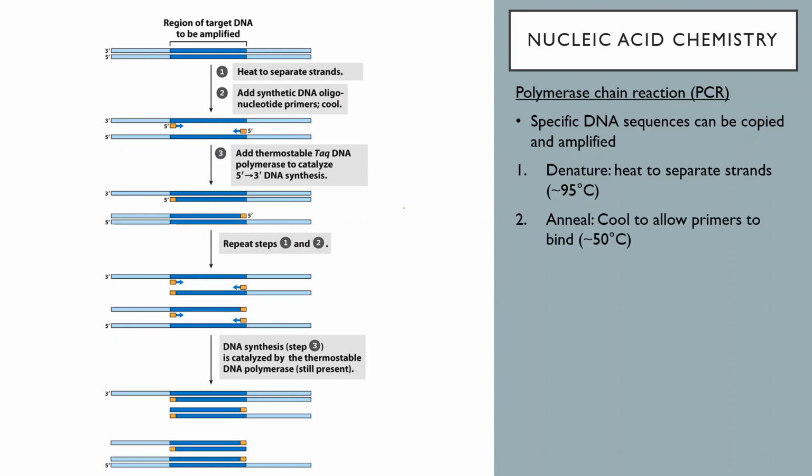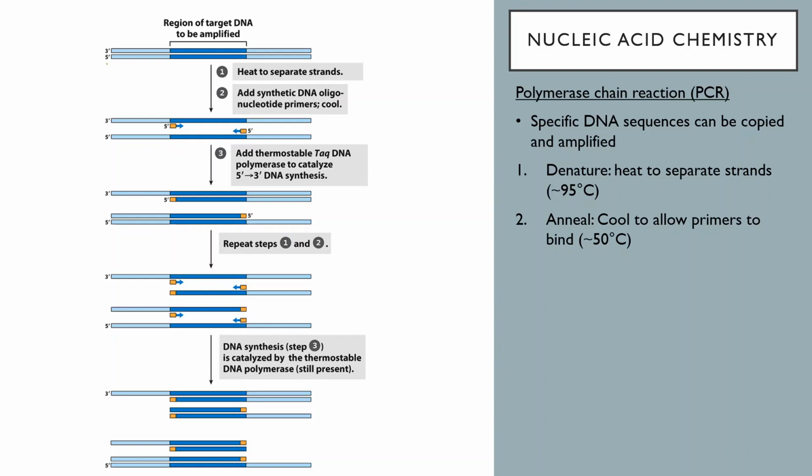and then you cool it back down, not all the way back to room temperature. You cool it down to about 50 degrees Celsius, and that will be enough for your primers to bind. So not enough for the two target strands to completely reanneal, just enough for the primers to anneal. And again, the primers should bind to the 3' ends of your target sequence.